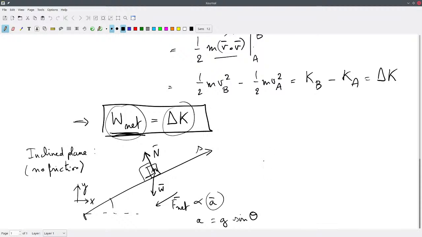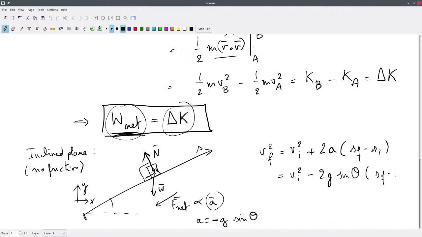So with that acceleration, we can then use our expression v squared final is v squared initial plus 2 times the acceleration times s final minus s initial. And the one thing I've forgotten here is that this acceleration is of course going to be negative because it's pointing in the opposite direction as the s axis. So that is going to be vi squared minus 2g sine theta times s final minus s initial.